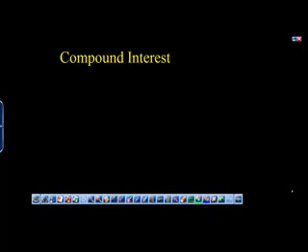Let's take a look at something called compound interest. Let's begin with an example. Sarah is going to invest $1,000 into a savings account, which pays 4% interest compounded annually over a period of 2 years.